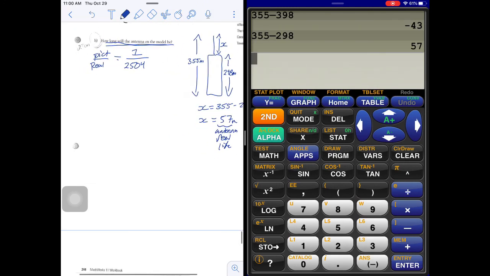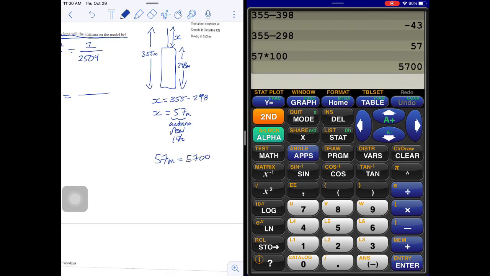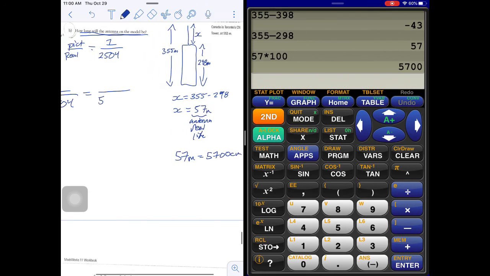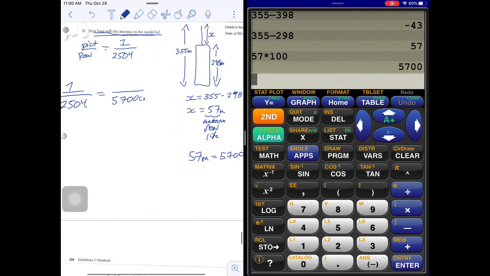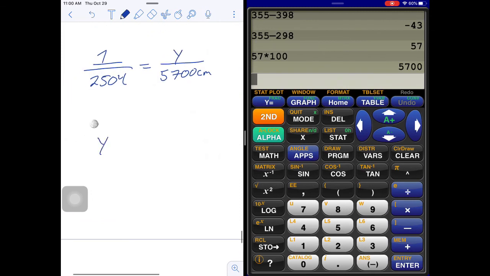So what I'm going to do is 1 over 2,504. And remember, the real goes on the bottom, and we're trying to figure out how much this should be in picture. I'm going to make this into centimeters, so my answer comes out in centimeters. So 57 meters, if I times that by 100, that equals 5,700 centimeters. So I'm going to put 5,700 on the bottom here in centimeters. And now let's solve for y, okay? And this is the image length.